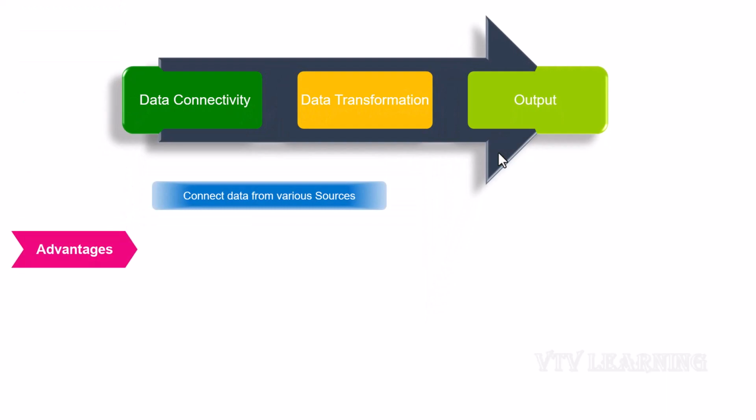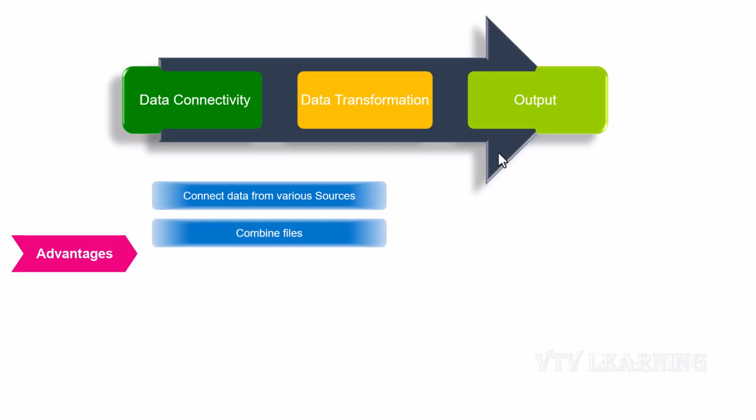The first one is connect data from various sources, which means, as you have already seen, we were able to connect the data from various sources. Next one is combine files. We can combine any format of files, which can be Excel, text, PDF, etc. So this Power Query will help you to combine all files.